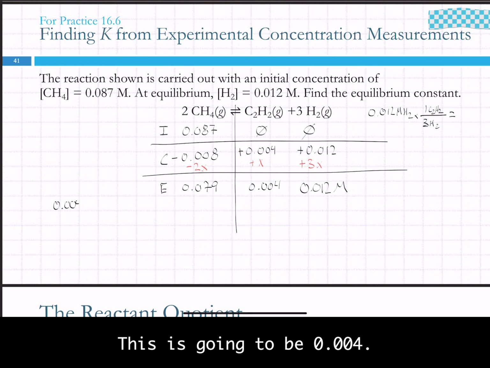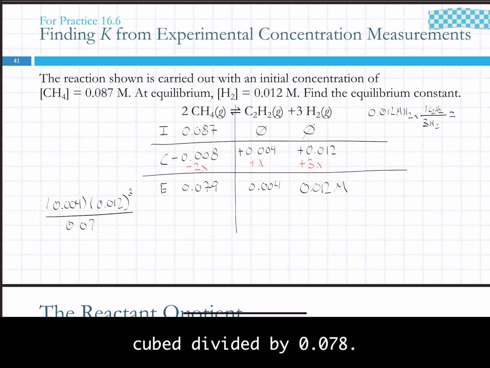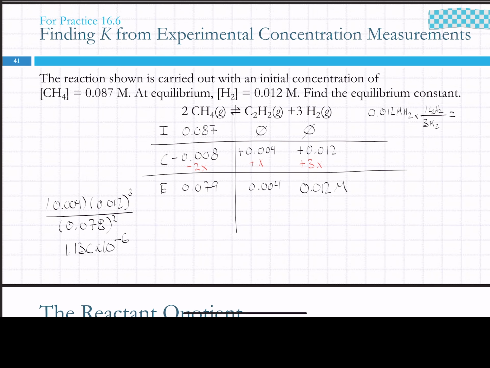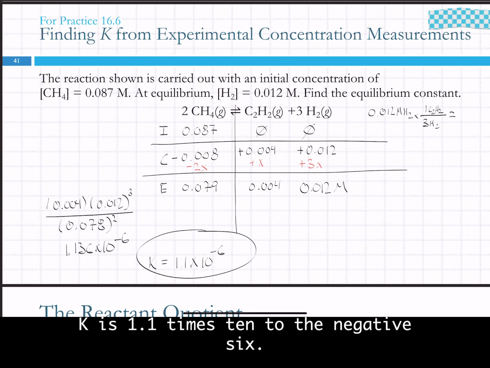So then this is going to be 0.004 times 0.012 cubed divided by 0.078 squared. That's 1.136 times 10 to the negative 6, or K is 1.1 times 10 to the negative 6. Any questions so far?